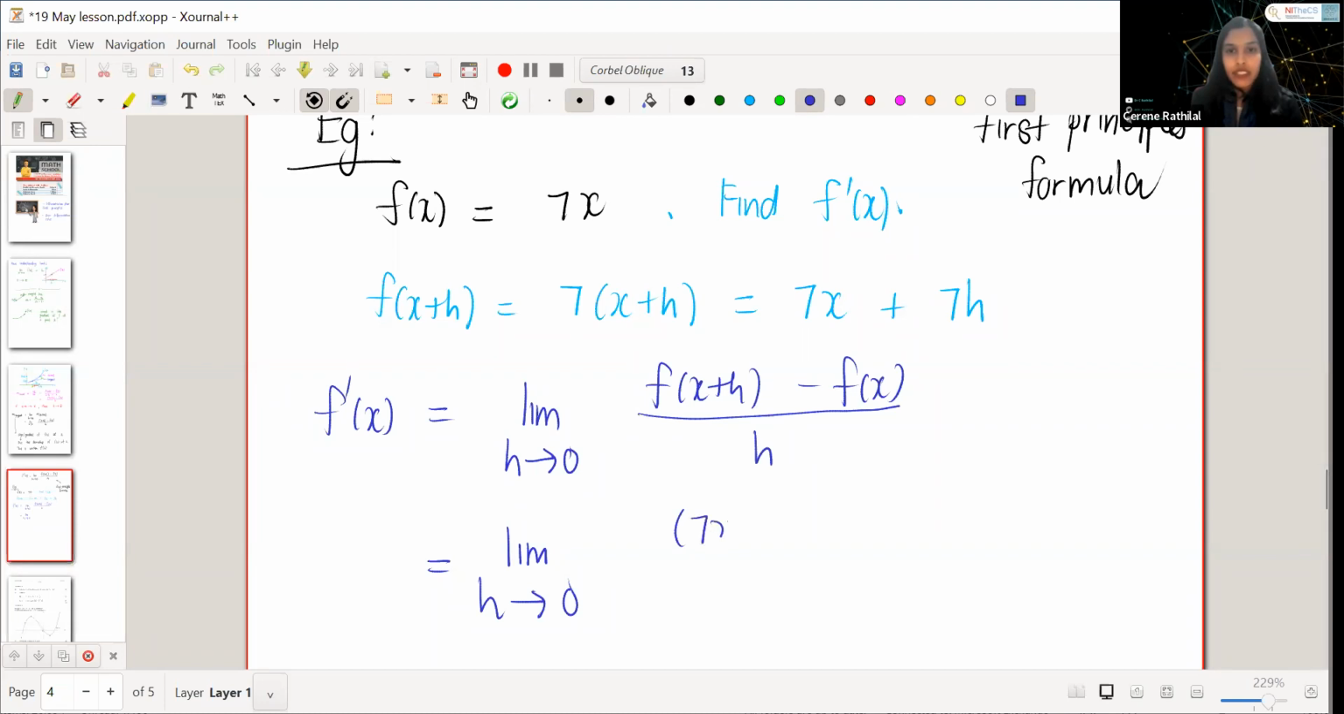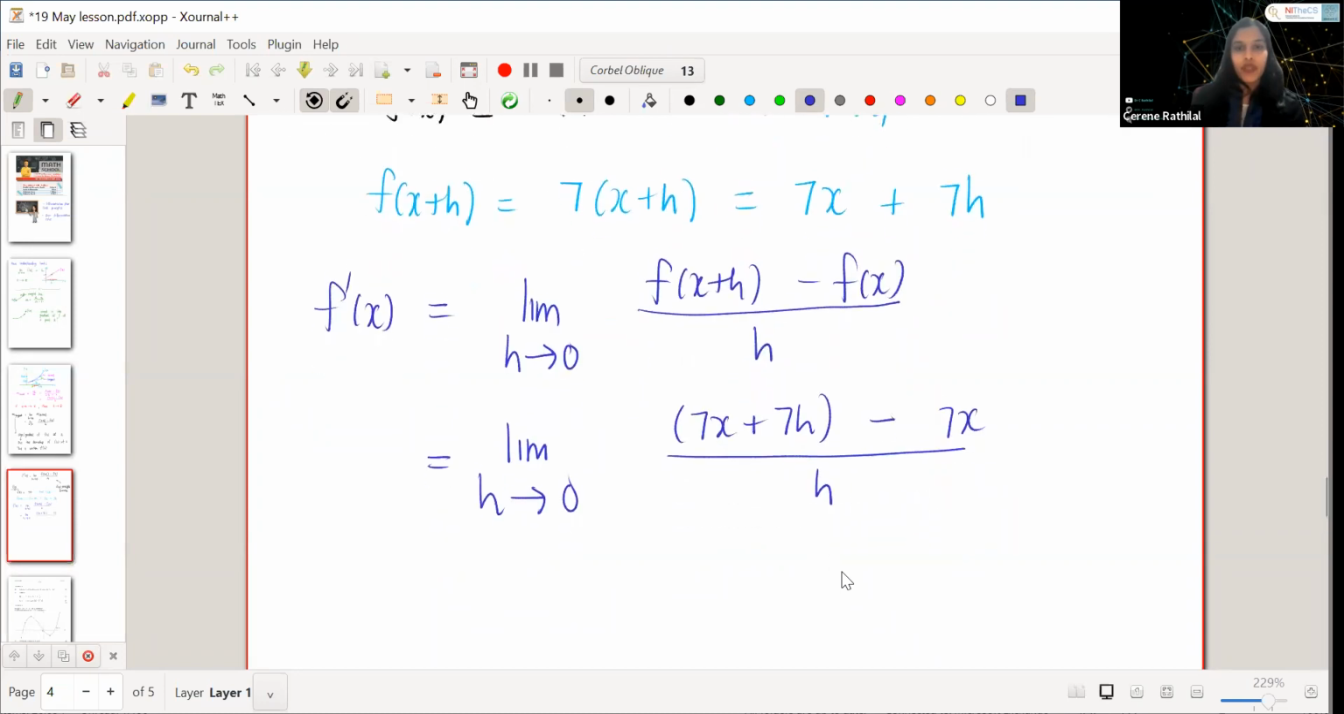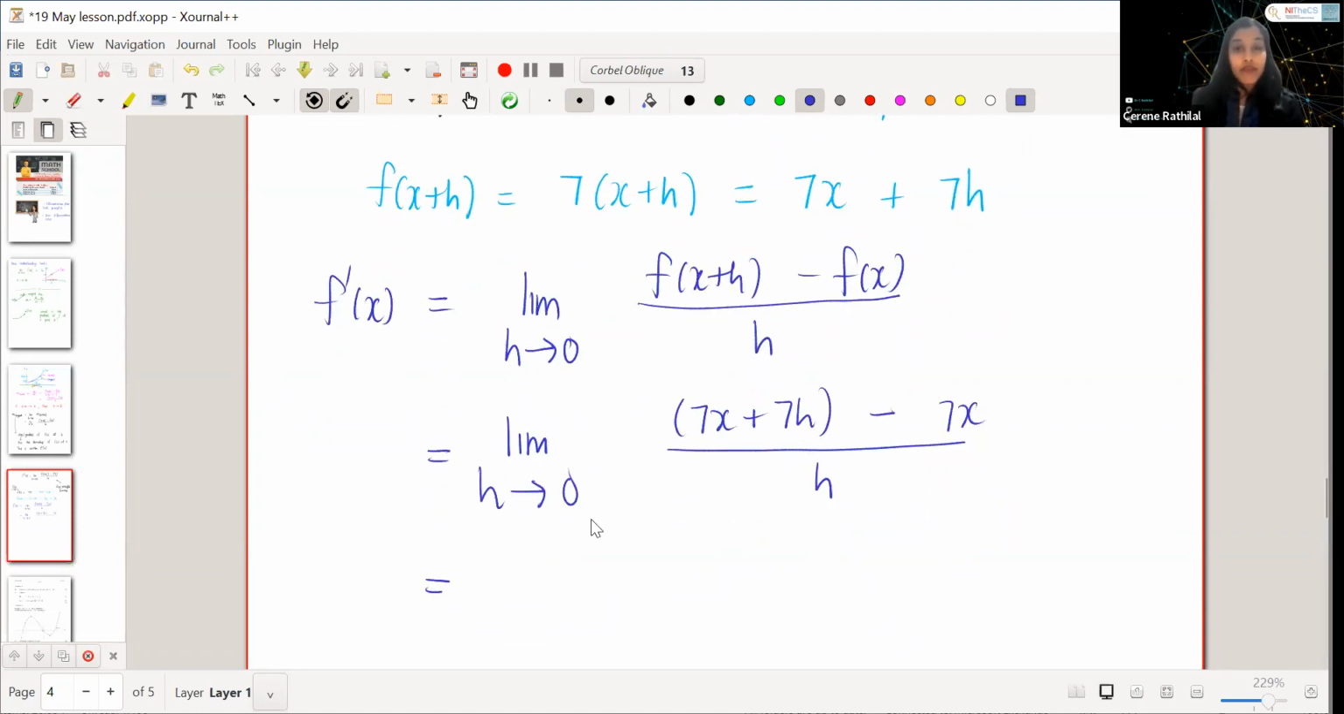That answer is just 7x plus 7h minus f of x, but that is just 7x, divided by h. So in the next step, we now simplify this fraction. So we keep that limit because it's still required in there, so do not get rid of it. Okay, so then observe that in the numerator, I see that 7x minus 7x is in there, so that's going to yield 0 plus 7h, so I've just got 7h divided by h.